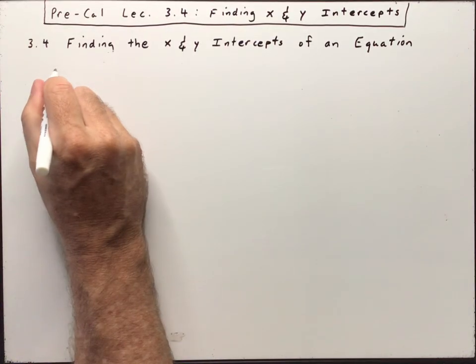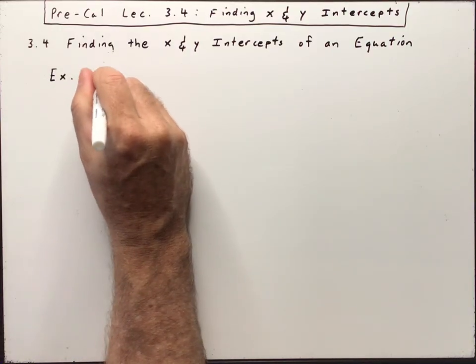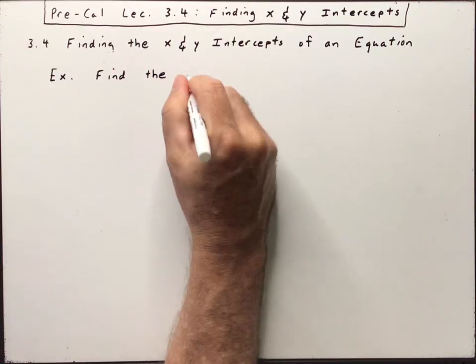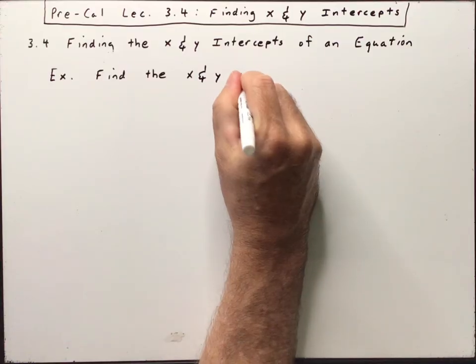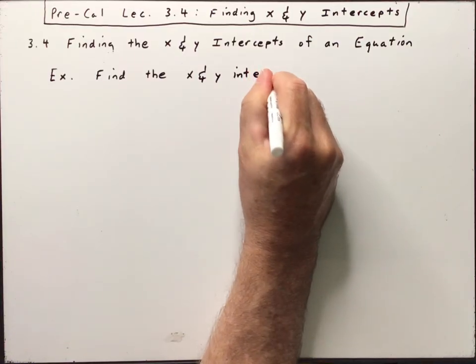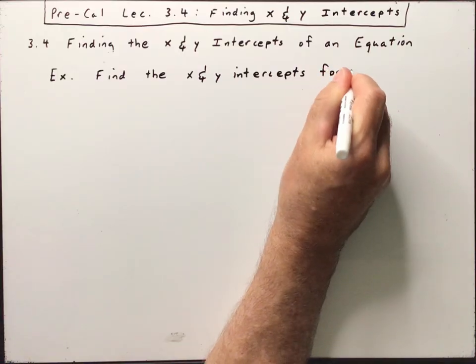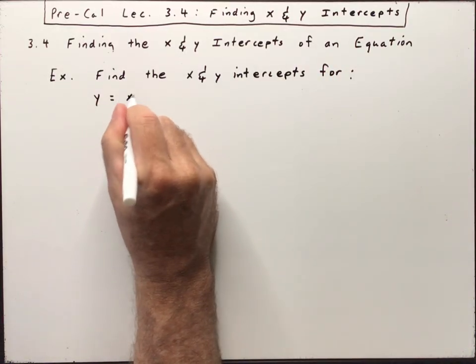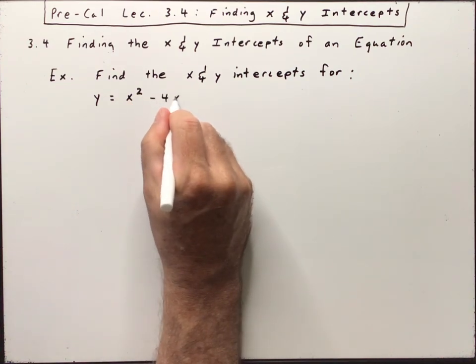So our next example is find the x and y intercepts for y is equal to x squared minus 4x plus 3.